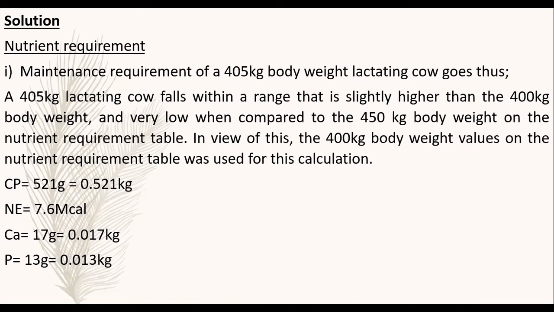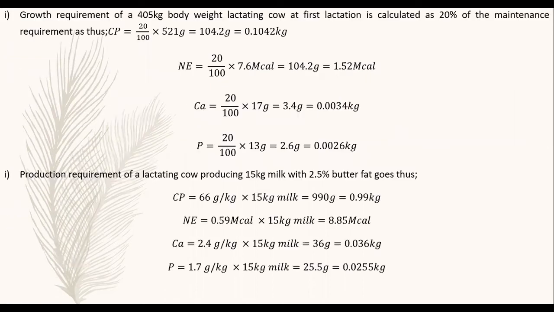521 grams. So for the 20% requirement, because they're in the first lactation, it is required that we should add an additional 20% of the maintenance requirement. The maintenance requirement is 521. So the additional requirement is 20% of that 521. That is how 0.1042 kg was got. Please, next slide, sir. Now the net energy, you will do the same to calculate for all the nutrients.